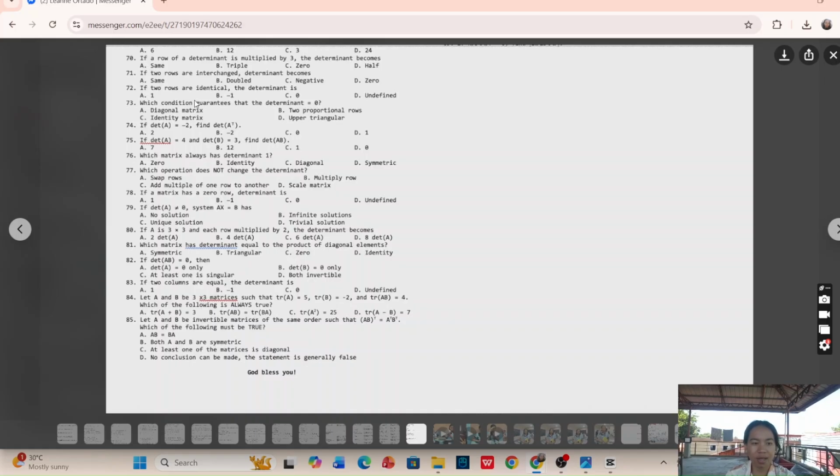Number 73. Which condition guarantees that the determinant is 0? A. Diagonal matrix. B. Two proportional rows. C. Identity matrix. Or letter D. Upper triangular. Number 73 is letter B. This is because proportional rows result in a zero determinant.